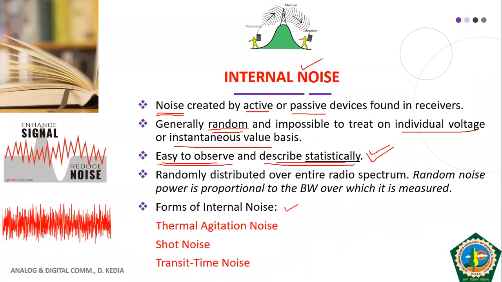In terms of bandwidth, this internal noise is also randomly distributed over the entire radio spectrum. And this random noise is proportional to the bandwidth over which it is measured. Very true: if the bandwidth over which the noise is measured is large, then obviously more noise will enter our system, and noise power will also be high. And if we have a small bandwidth for the noise, then noise power will also be small.